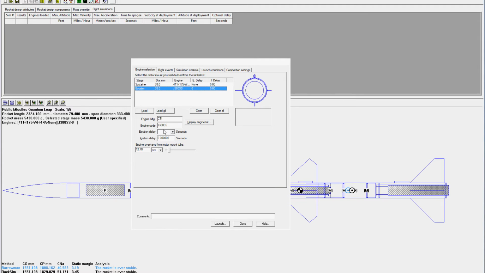Okay, now it's a bit weird in Rocksim because you have to use the ejection delay to do the ignition delay. So I've put two in there. You'd think it would go in there, and I made that mistake a few times, but I've since discovered you have to put it in there for whatever reason. So that's done. Right, we shall now launch and see what we get.